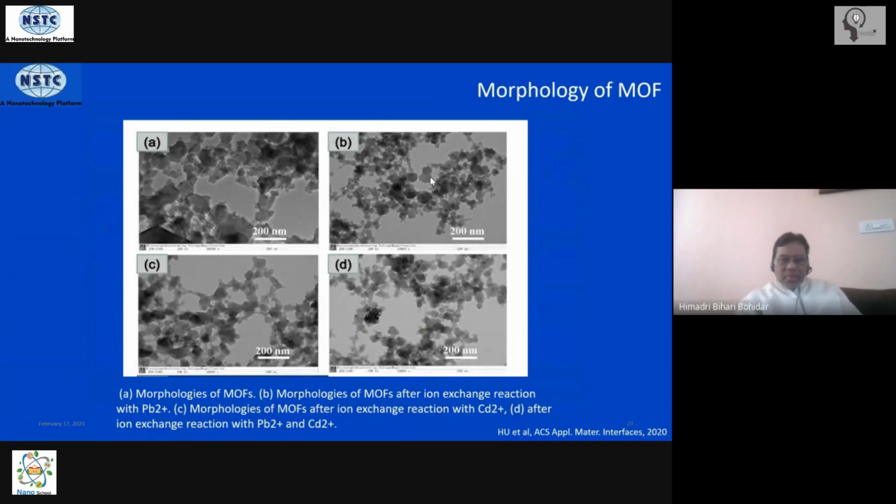This is again the morphology as seen through the TEM experiments. This is the bare, then after ion exchange with lead, ion exchange with cadmium, and ion exchange with cadmium and lead together. From here, you can hardly make any distinction. It's not possible to say whether the material has lead or cadmium. You can do a particle size analysis and other physical analysis, but from the visible information that you get from the photograph of the TEM, it's not possible to make any conclusion.